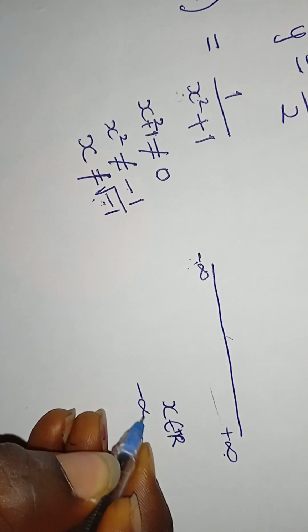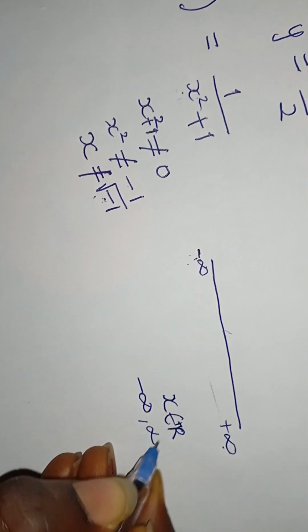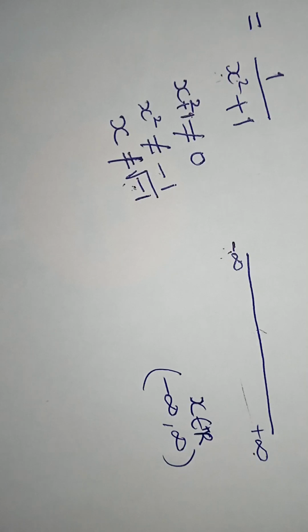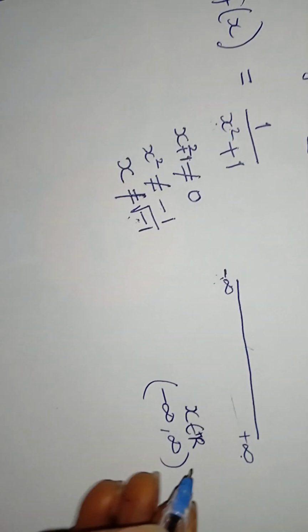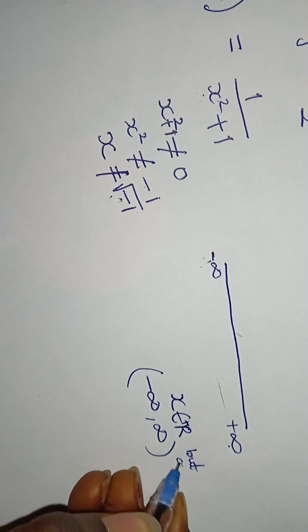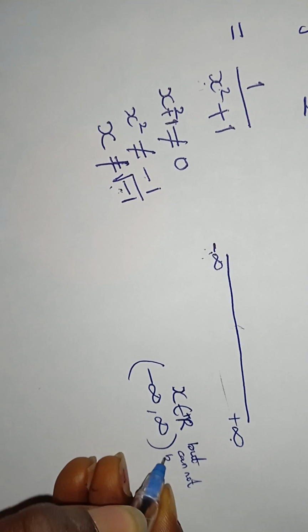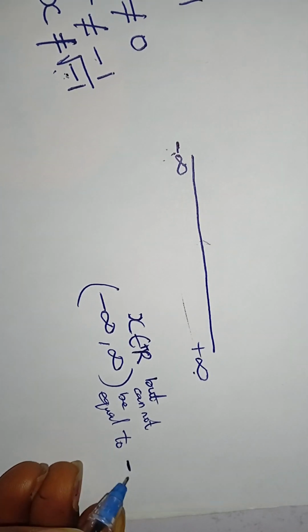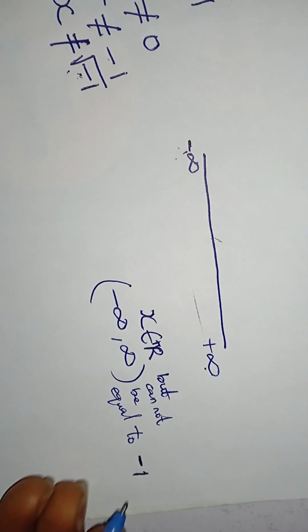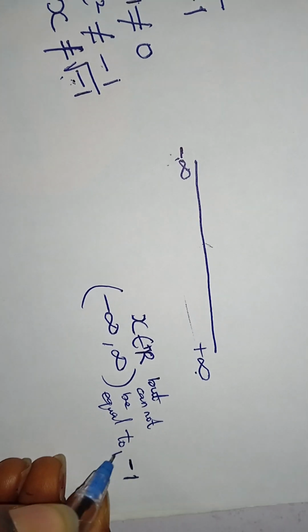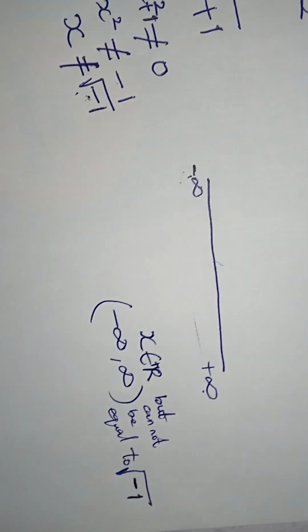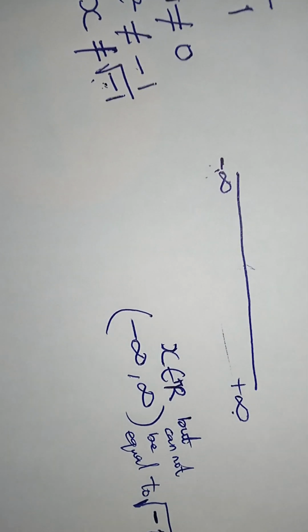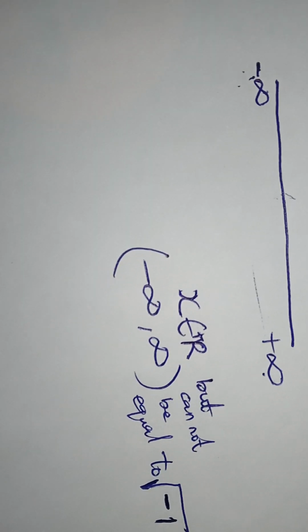But x cannot be equal to minus 1, because when you have minus 1, it's now a complex number.